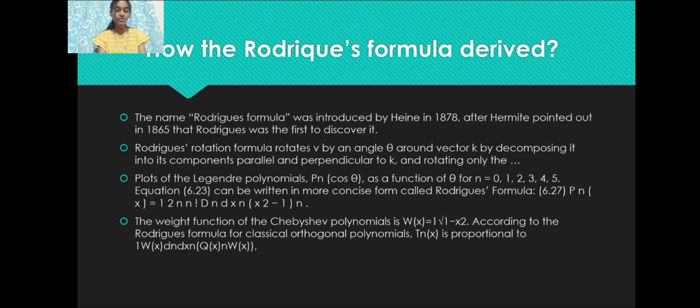So the equation for the Rodrigues formula is P_n(x) equals 1 over 2^n n factorial, d^n/dx^n of (x squared minus 1)^n. The weight function of the Chebyshev polynomials is w(x) equals 1 over root of (1 minus x squared). According to the Rodrigues formula, for classical orthogonal polynomials, P_n(x) is proportional to 1 over w(x), d^n/dx^n of w(x) q(x)^n. Causes of Rodrigues formula.